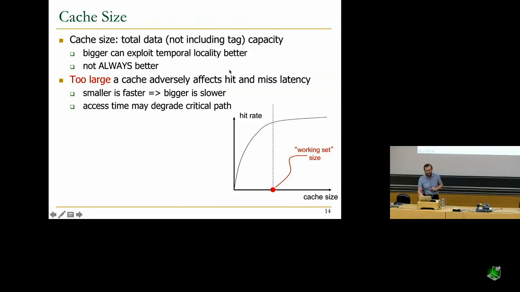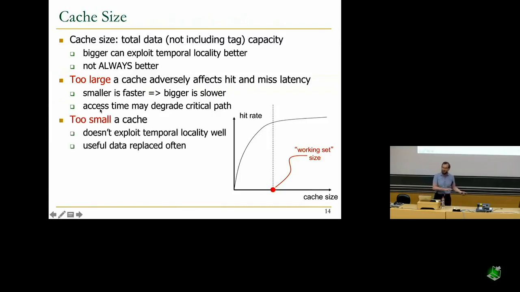This adversely affects hit and miss latency. It takes longer to access that cache, and we know this very well. Smaller is faster, which means that bigger is slower, and access time may degrade the critical path, especially if you're doing the L1 design. This is much more of a problem in the L1 caches.